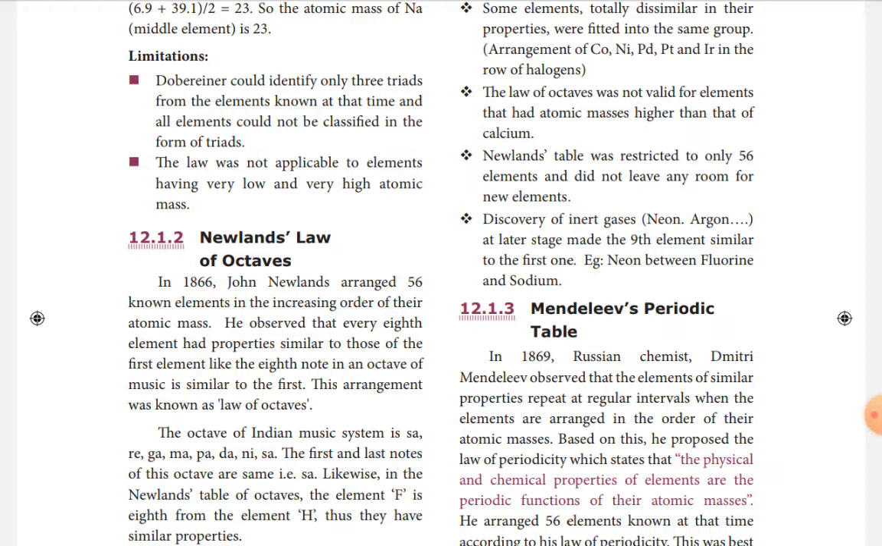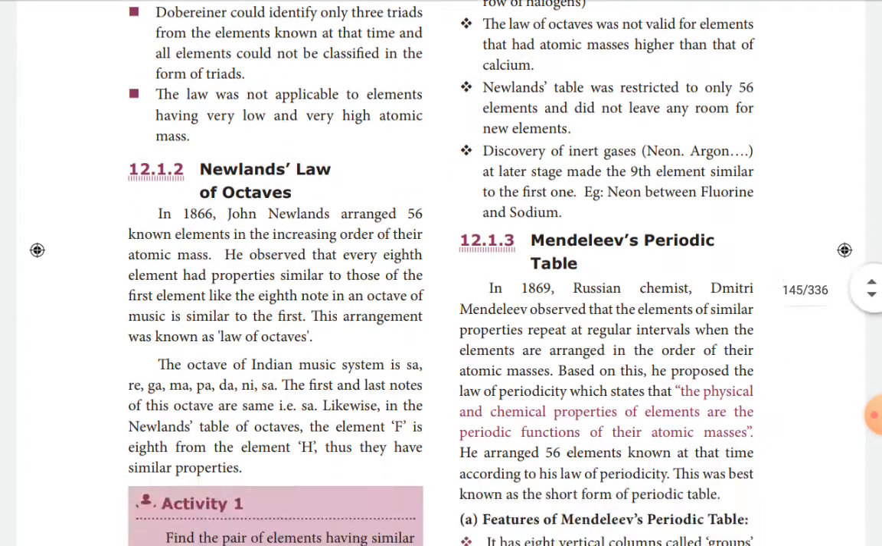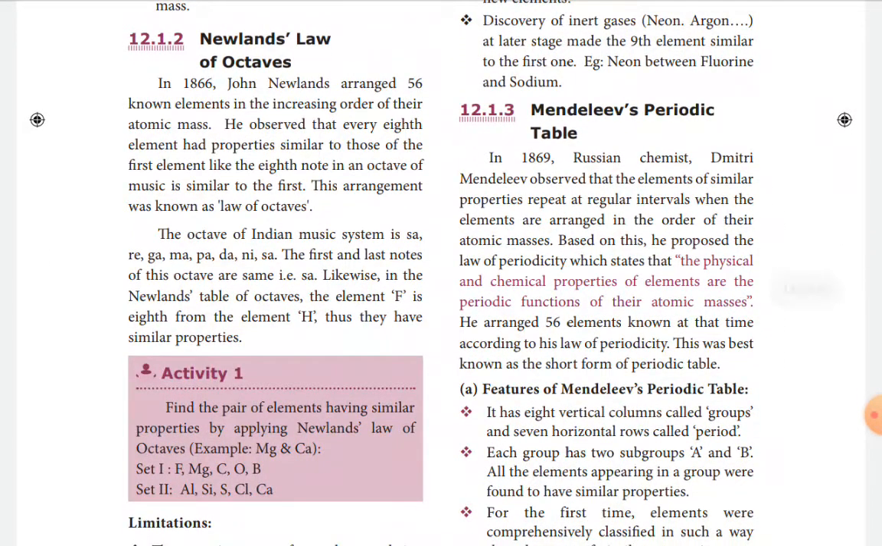So Mendeleev's periodic table is a very basic form of the modern periodic table. What does the law say? The physical and chemical properties of the elements are periodic functions of their atomic masses. At the time of Mendeleev, 56 elements were known. So Mendeleev arranged the 56 elements known at that time according to the law of periodicity, that means according to the order of atomic masses.